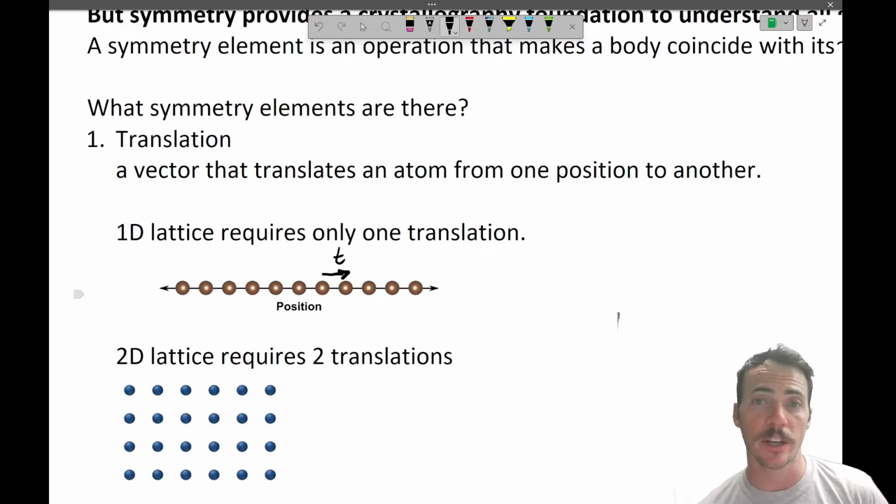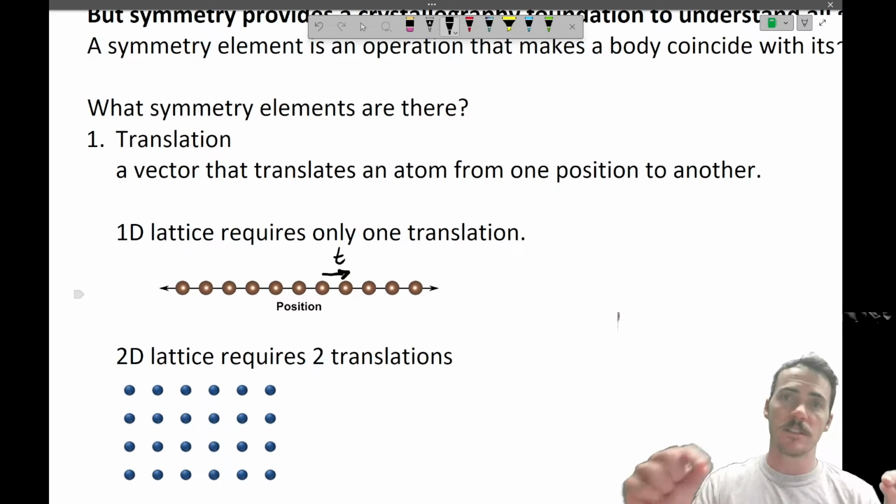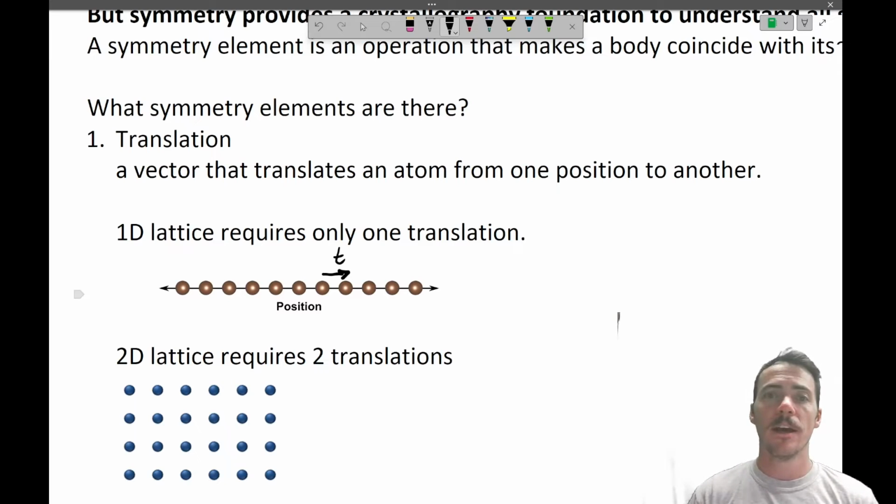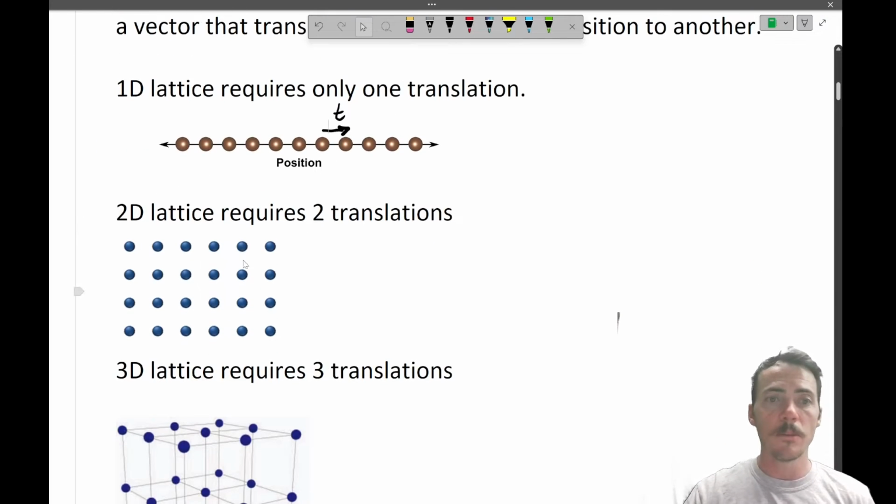It is periodic, right? It repeats at the exact same distance over and over in one dimension. And we need one vector, a translation vector, to describe that. Now, this could exist in two dimensions, right? A lattice can also be two dimensions. Here we go. Here's a two-dimensional lattice.